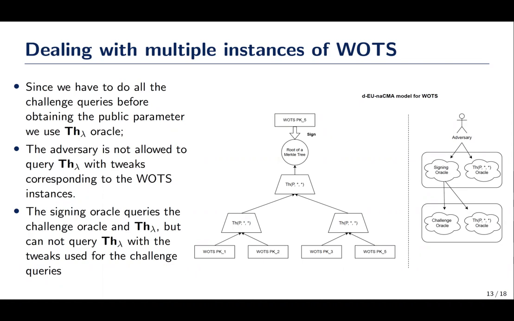So we introduce a th-lambda oracle, which is initialized with the same public parameter as in the challenges. The adversary can query this oracle with tweaks and messages, but there are restrictions. The adversary cannot query it with the same tweaks that are used in the challenges. So the idea behind this is that we allow the adversary to query our tweakable hash function, but only for the tweaks that are not useful for the challenges. So this can be viewed as querying just an independent hash function.